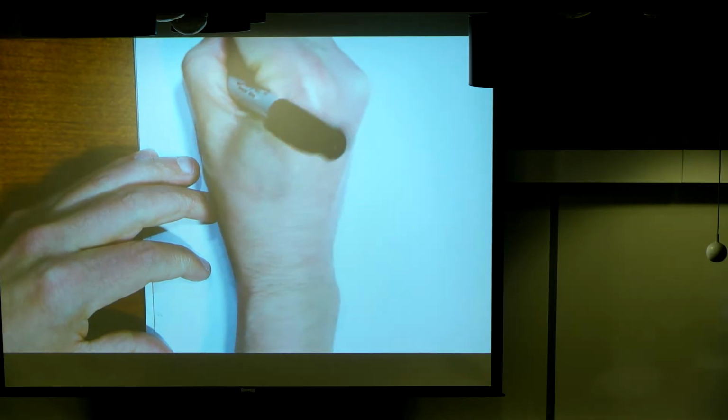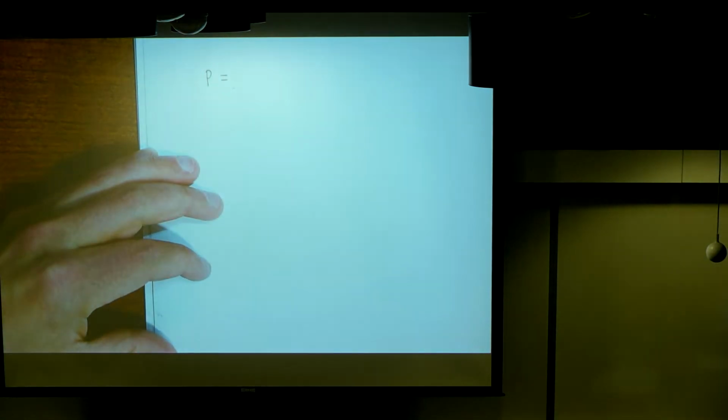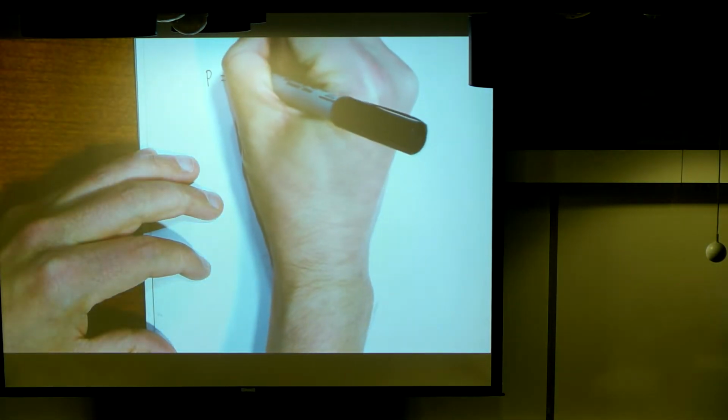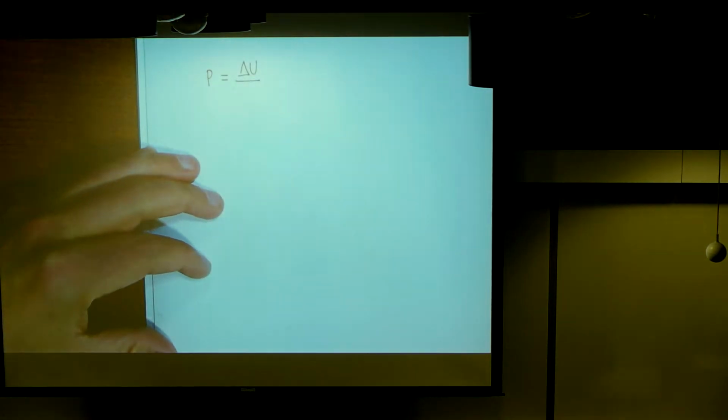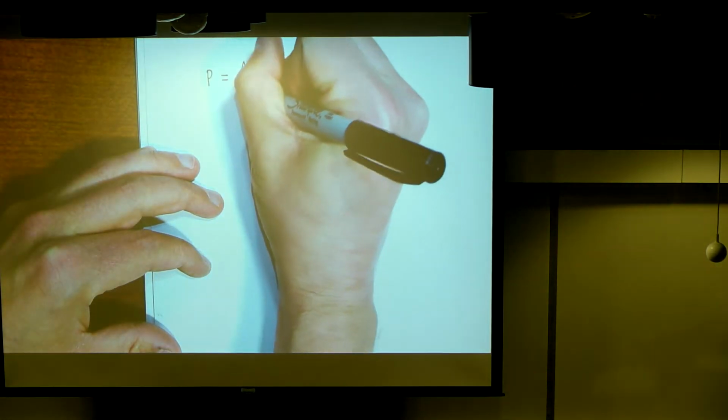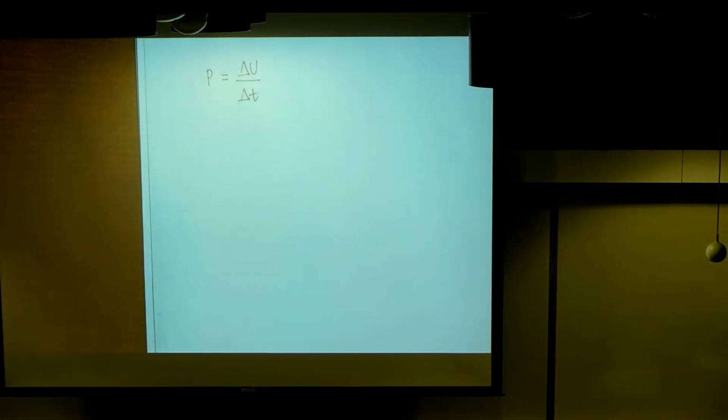Okay, so here we go. The power output of our device. We want to think of it in these terms. It's the amount of energy consumed, and I'm going to just call that delta U for our purposes, divided by the time it takes to do that, which I'm going to call delta T.